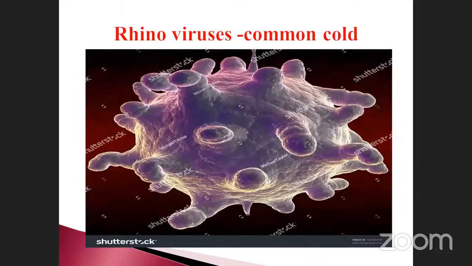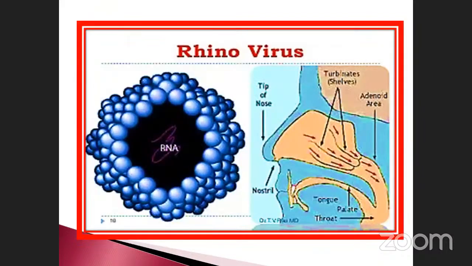See the structure. This is called rhinovirus, otherwise called the common cold. It's a complicated one. A virus is nothing but a poison. Inside the rhinovirus, they have RNA nucleic acid. Tips of nose and nostrils: when it is sneezed out, what happens? The droplets enter the nose and pass through this way, but will not enter the lungs. This is the pathway.